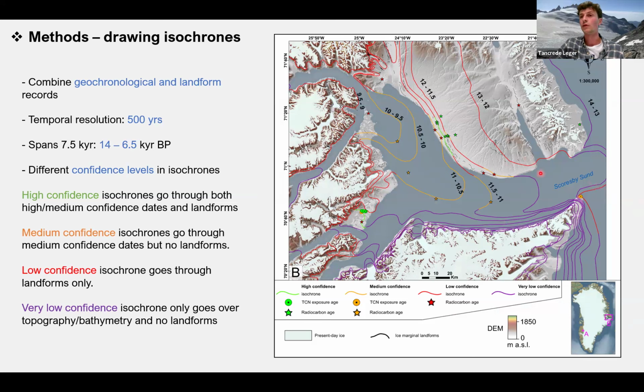And you can see we have a fourth category, which are these purple lines. These are very low confidence isochrones. These are only inferred basically when we have only topography and bathymetry, no other information. And it's made to connect the dots and to connect the data between our other confidence levels, isochrones, and to close the loop and make a full periphery ice sheet when we don't have any data. So these should really not be trusted as actual ice margins.